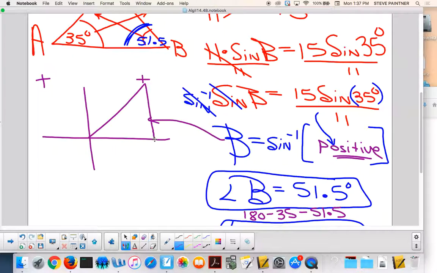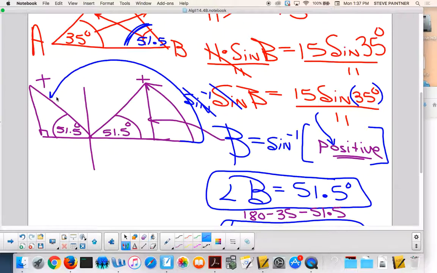So if I draw the triangle, the answer is 51.5. Okay, that's the first answer, 51.5. Guess what? That triangle, flip it over. Right here, this is also 51.5. So what's the other answer? Right here, 128.5. Okay, so angle B could have been 128.5.